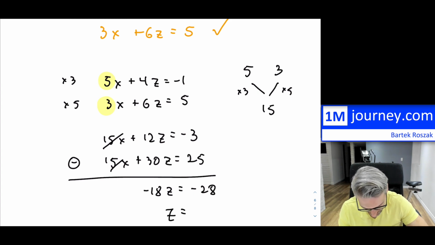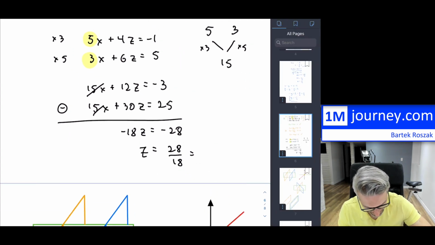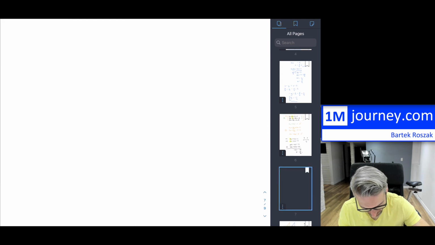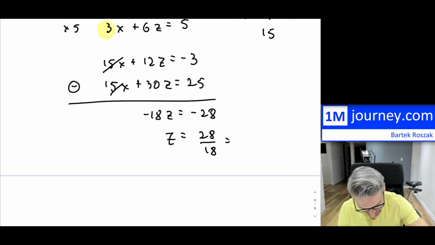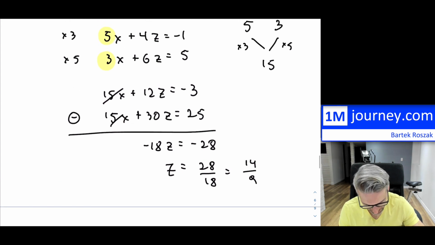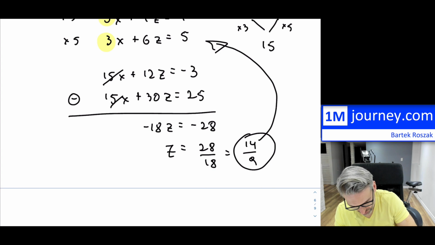So z is equal to 28 over 18. I guess I can reduce this. Okay, so I'll do that. Reducing this is going to be 14 over 9. So that's my z. So I found this one. Now I can go back. Now that I have this, I can substitute it back into here. It doesn't matter which equation, whichever one you choose.